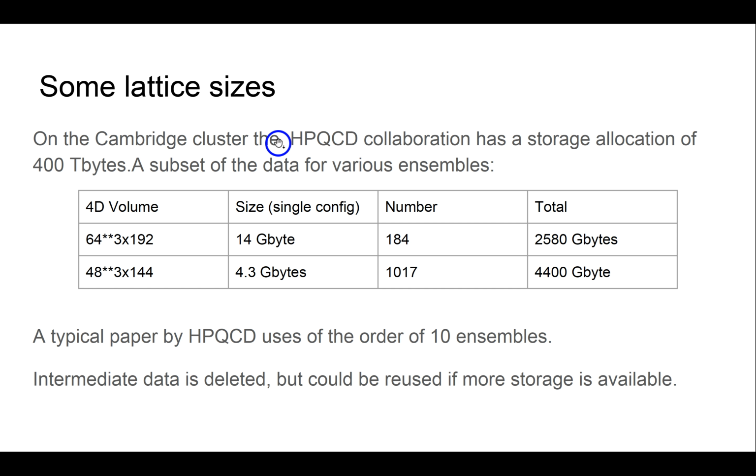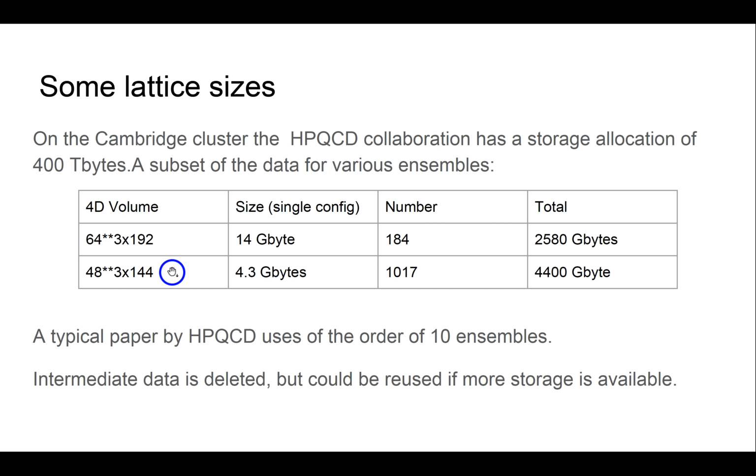At the Cambridge cluster, this big cluster in the UK, the HPC collaboration, I remember, has stored an allocation of 400 terabytes. These are in lattice units. A single file, one part of the Monte Carlo process, is 14 gigabytes, and at Cambridge, I just counted, there are 184 of them, giving roughly 2,500 gigabytes.